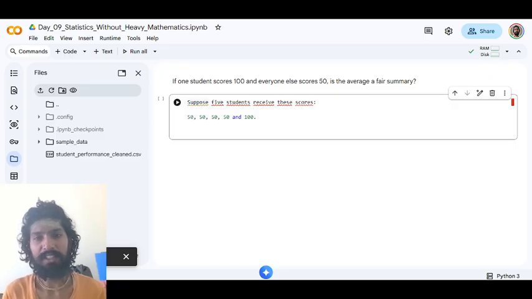Before writing code, let us understand where statistics fit into the data science workflow. We began with a question, then we collected or loaded data. After that, we inspected and cleaned the dataset. We selected useful columns and created visualizations. Now, statistics helps us summarize the patterns we have found. It helps us answer questions such as what is the typical score?